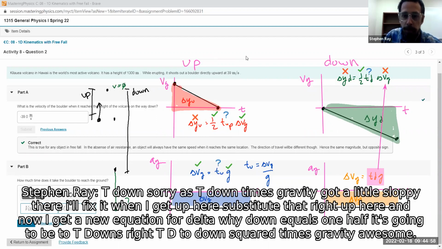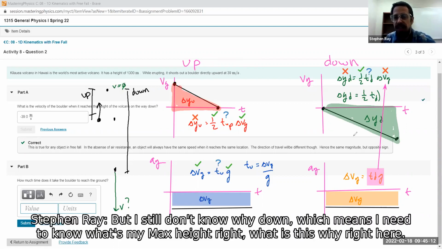Substitute that right up here. And now we get a new equation for delta y down equals 1/2 times 2 t downs, right? T down squared times gravity. Awesome. But I still don't know y down, which means I need to know what's my max height, right? What is this y right here?